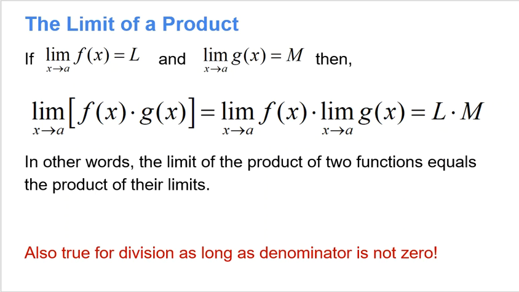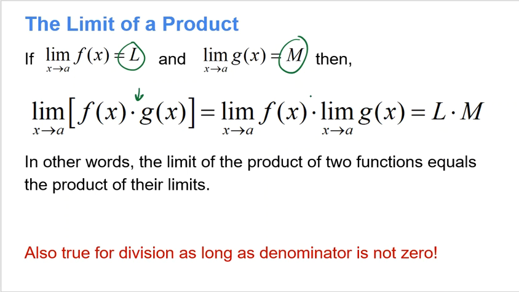Let's talk about the limit of a product. Well, it's actually just like the limit of addition, but with multiplication. So if we have the limit of f of x as x approaches a equals L, and a different function has a limit as x approaches a of m, then if we're multiplying f times g and asking you to find the limit, then we could separate that.